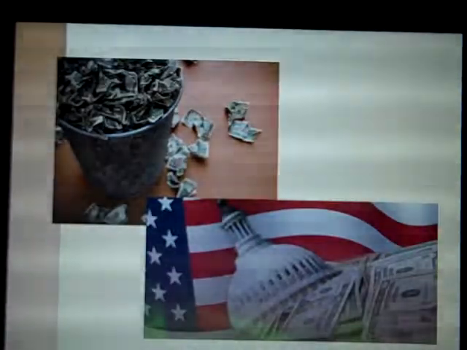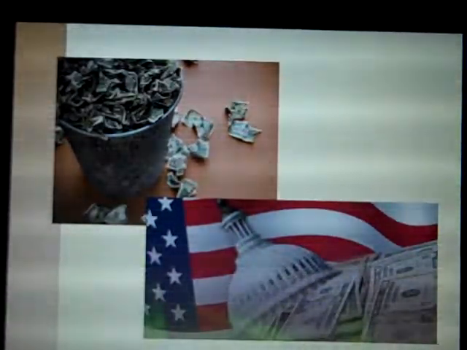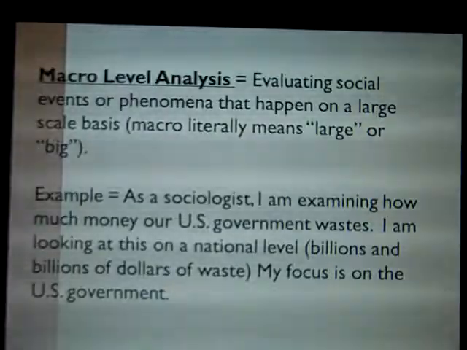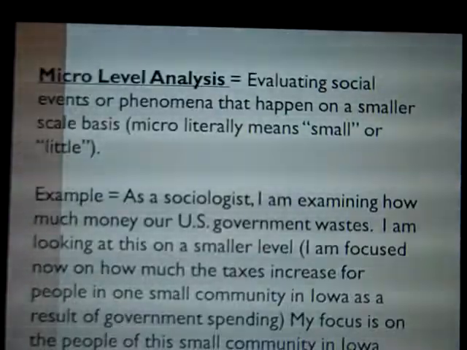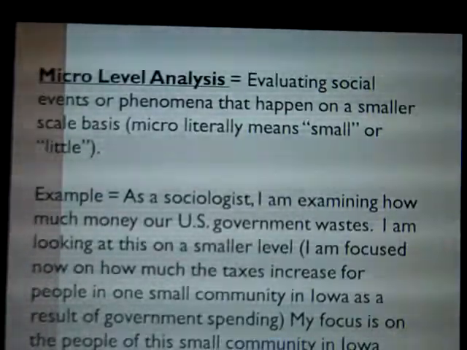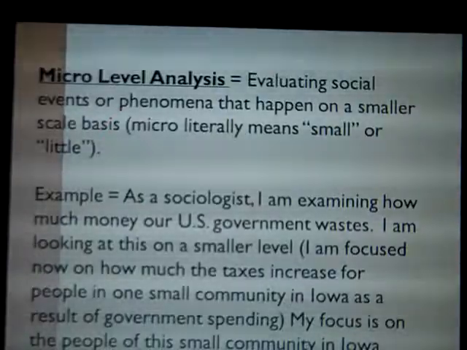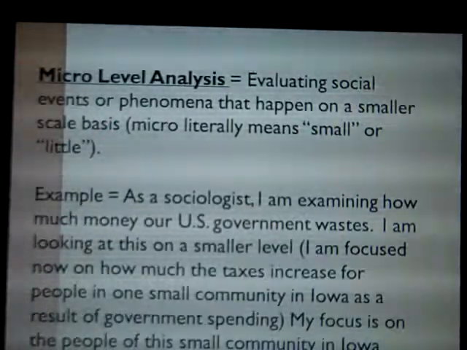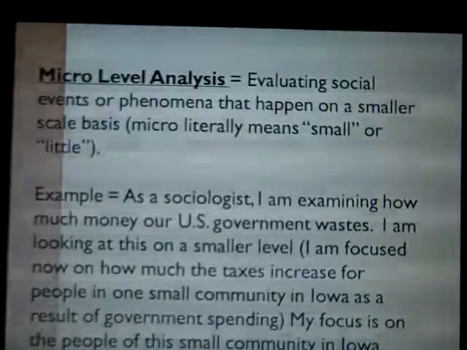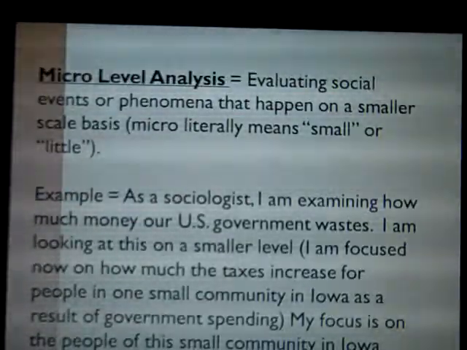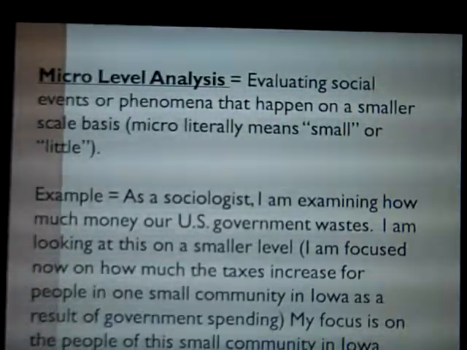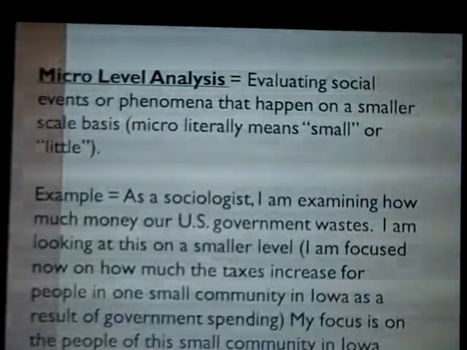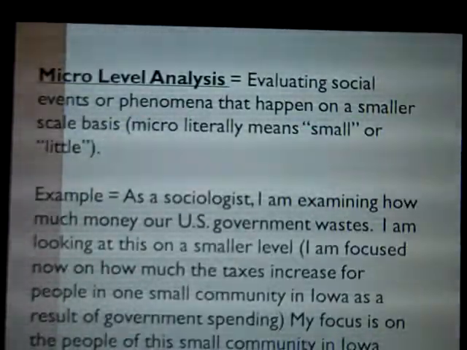So my focus is on the U.S. government and how much money the U.S. government wastes. That's macro level analysis, looking at the bigger picture. Conversely, if I want to look at things on a smaller scale, micro level analysis. Micro literally means small or little. As a sociologist, I'm looking at how much money our government wastes. Still the same thing, except now, instead of looking at it on a national level, I'm focused on how much the taxes increase for people in one small community in Iowa, for example, as a result of government spending. So my focus here is on a small town in the state of Iowa.